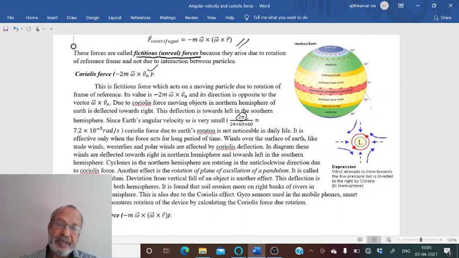Earth's rotational speed is 2 pi radians in 24 hours. So 2 pi by 24 into 60 into 60 radian per second. So that is only 7.2 into 10 raised to minus 5 radian per second. So that is a very small quantity. But there is a significant effect when the force is acting for a long time.